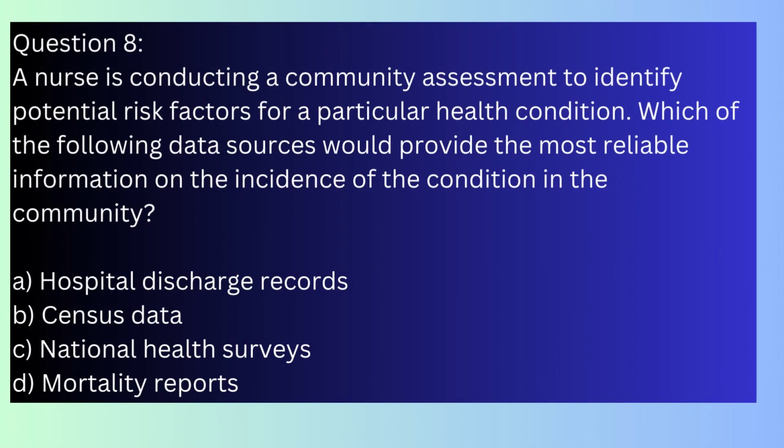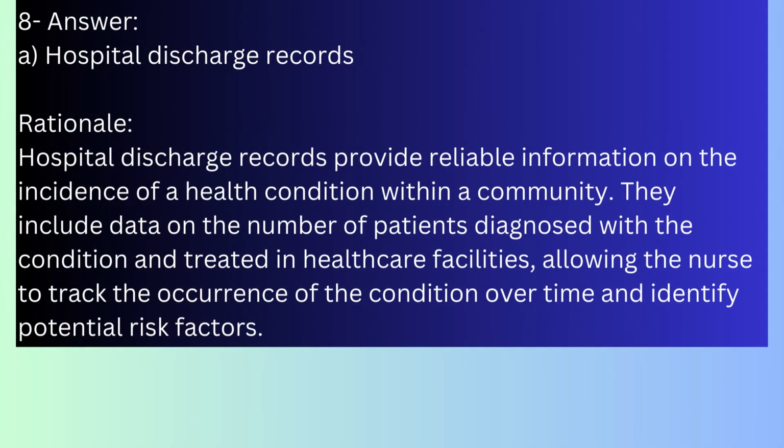Question 8. A nurse is conducting a community assessment to identify potential risk factors for a particular health condition. Which of the following data sources would provide the most reliable information on the incidence of the condition in the community? A. Hospital discharge records. B. Census data. C. National health surveys. D. Mortality reports. Answer: A.